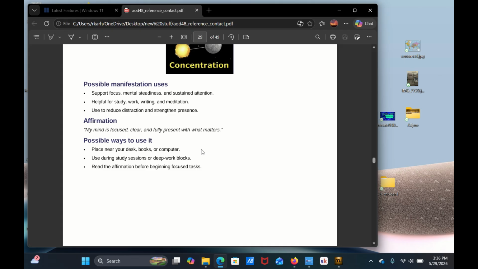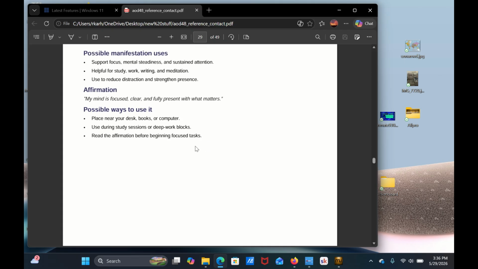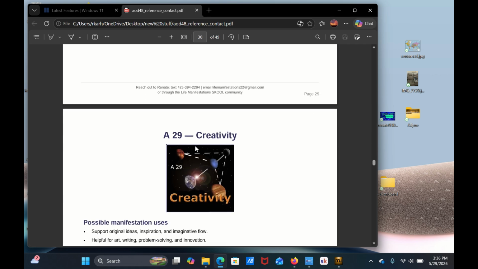Placed near your desk, books, or computer. Used during study sessions or deep work blocks. Read the affirmation before beginning a focused task.